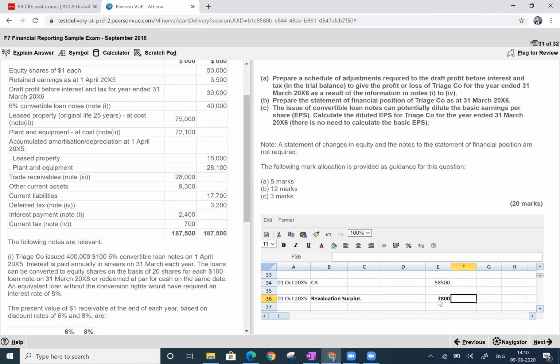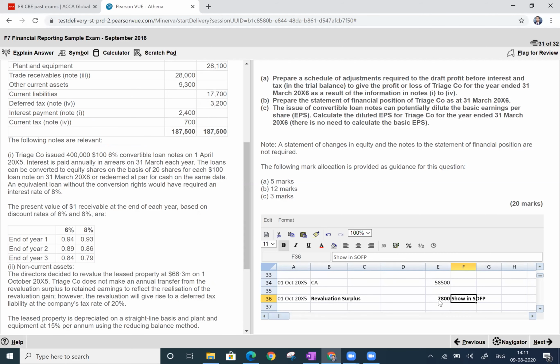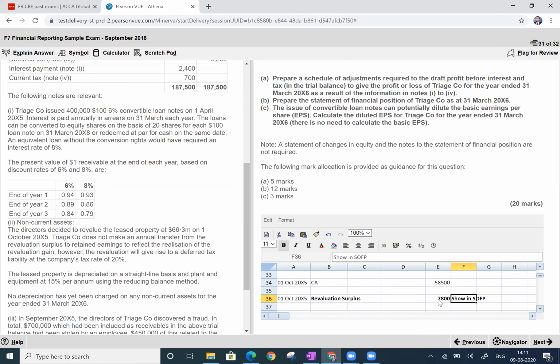So right here, show in SOFP, but remember, this is not the figure you will be showing in SOFP. Revaluation surplus you will be showing after deferred tax, because the question very clearly states that the revaluation gain will give rise to a deferred tax. So I'm just going to write here revaluation surplus to be shown in SOFP. I'm writing it now, because if you don't write like this, you are definitely going to forget to take that 20% deferred tax and you will lose your half mark.